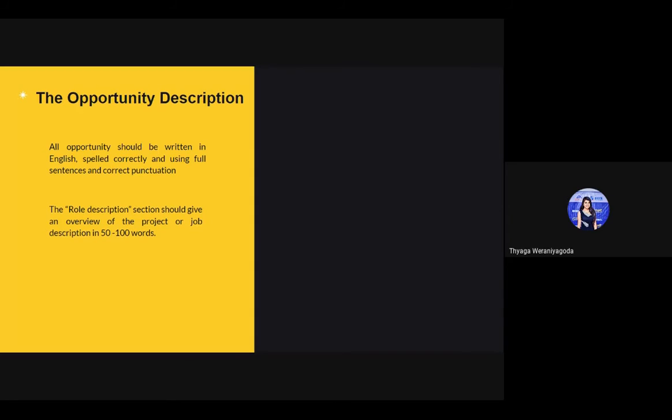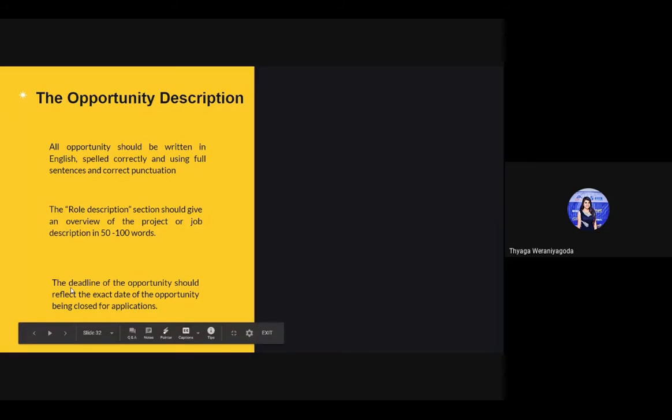Next, the role description section should give an overview of the project or job description in 50 to 100 words. So the role description is a description of the role. For example, if we say public relations officer, it has to say what is expected from this person. They can use a small paragraph, like 50 to 100 words, to explain this. It is not the field. I have seen companies using fields like human resources, marketing. It's not the field. It's the description of the role.